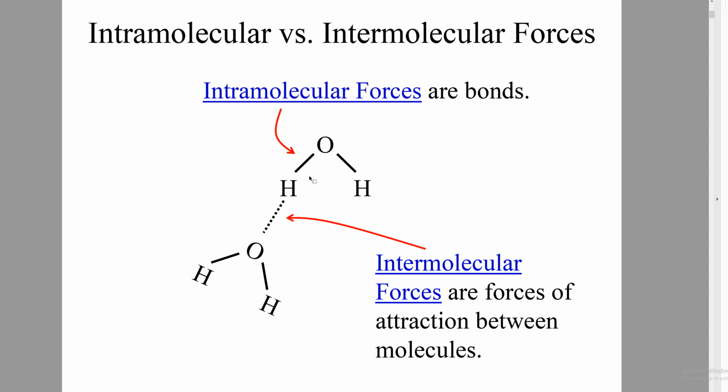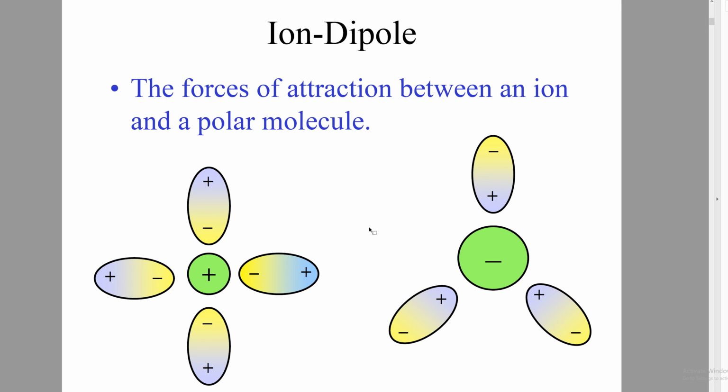So when I'm looking at the differences between these bonds, I'm really looking at strength. Intramolecular forces are stronger because they are sharing those electrons, while the H and the O in this case are not. They're basically going to be having some sort of electrostatic attraction or repulsion. Hence, water can also attach itself to another water molecule via these intermolecular forces.